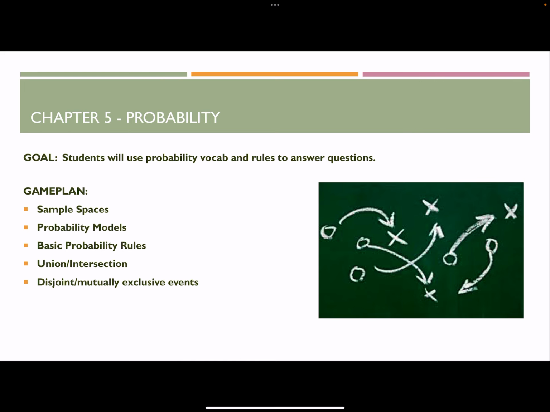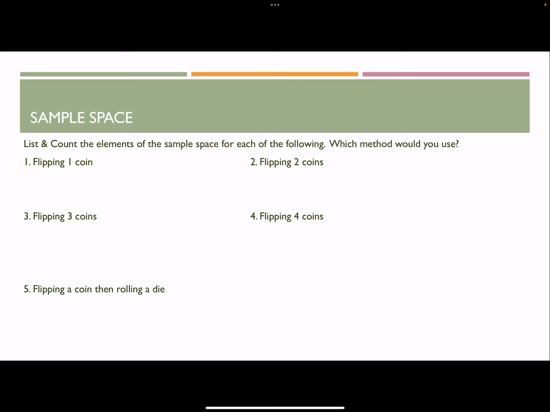So let's jump in. So first of all, sample spaces. A sample space is a list of all possible outcomes, and there's a couple different methods that we can use to list or count a sample space. And so I would just tell you, just use whatever is easier. In different situations, different problems, the different methods might be easier or harder. So it kind of depends on what you're comfortable with and what's going to make your life easy in that situation.